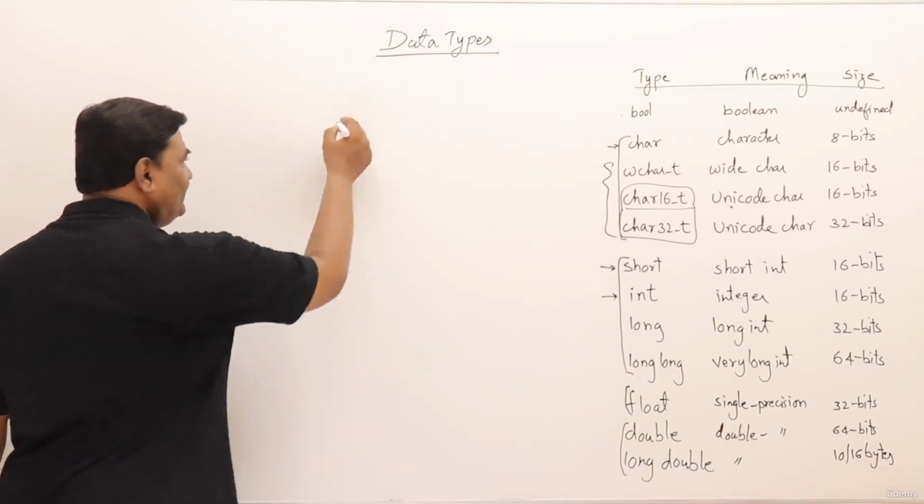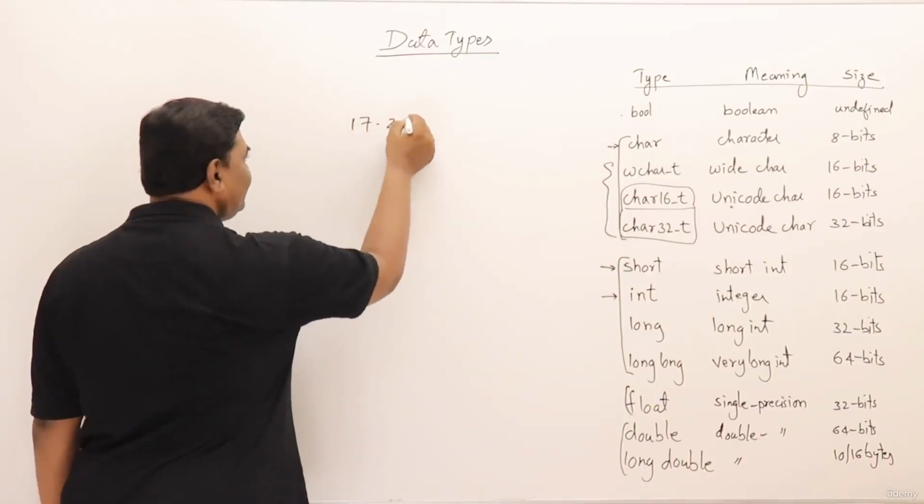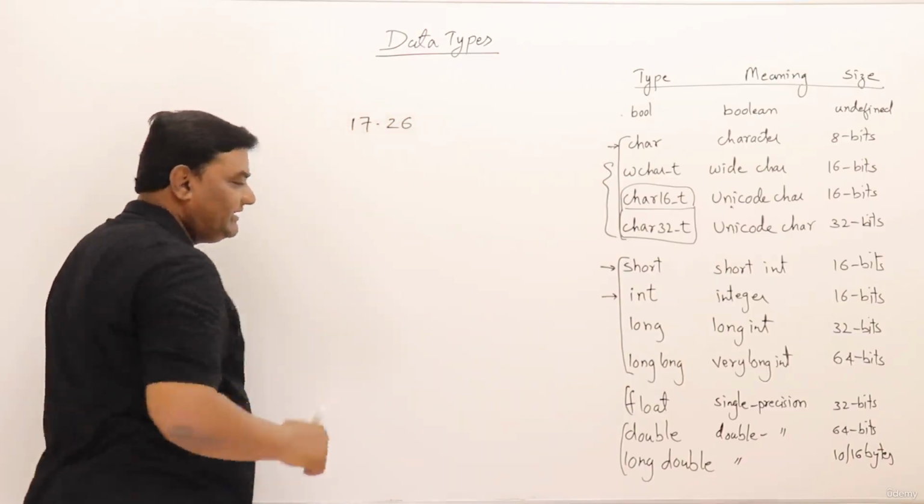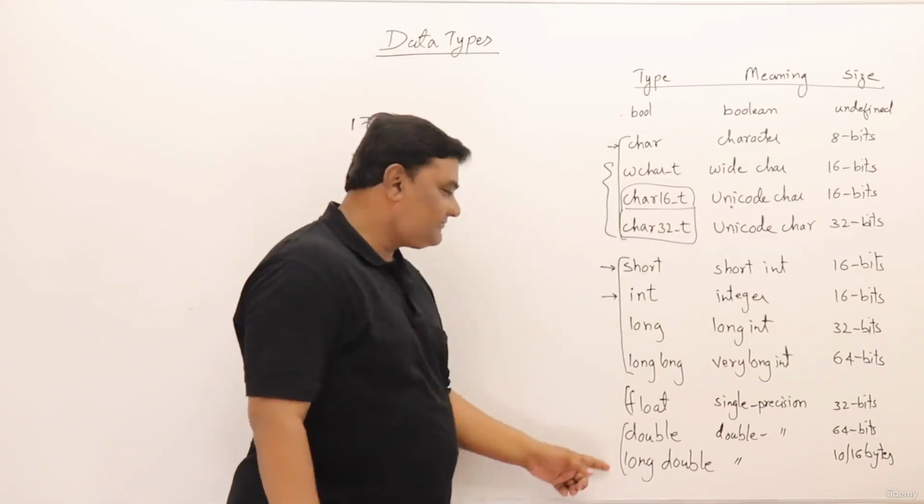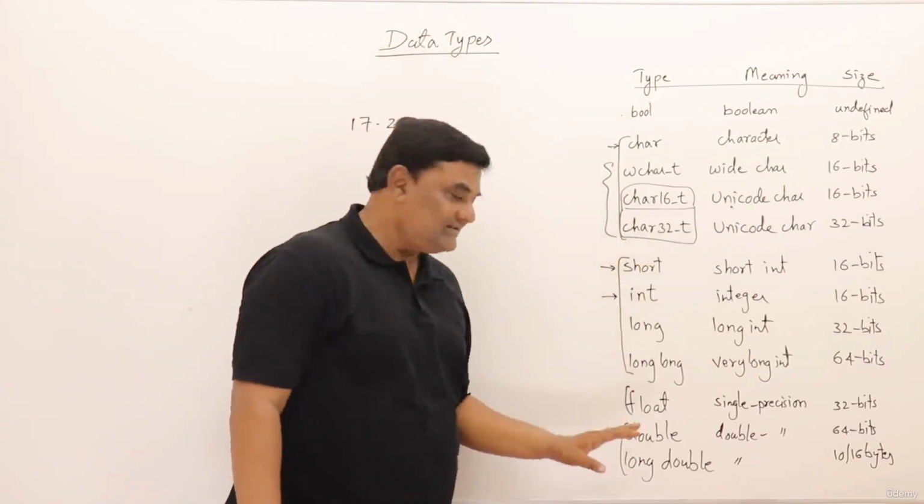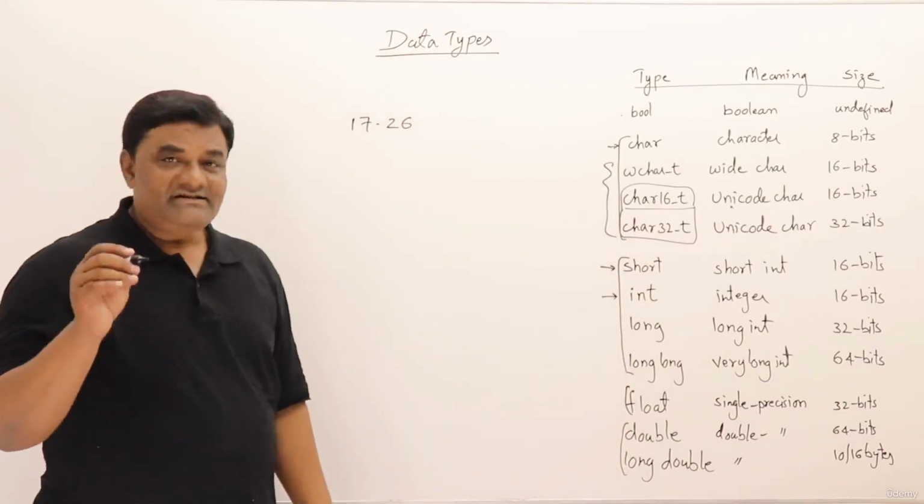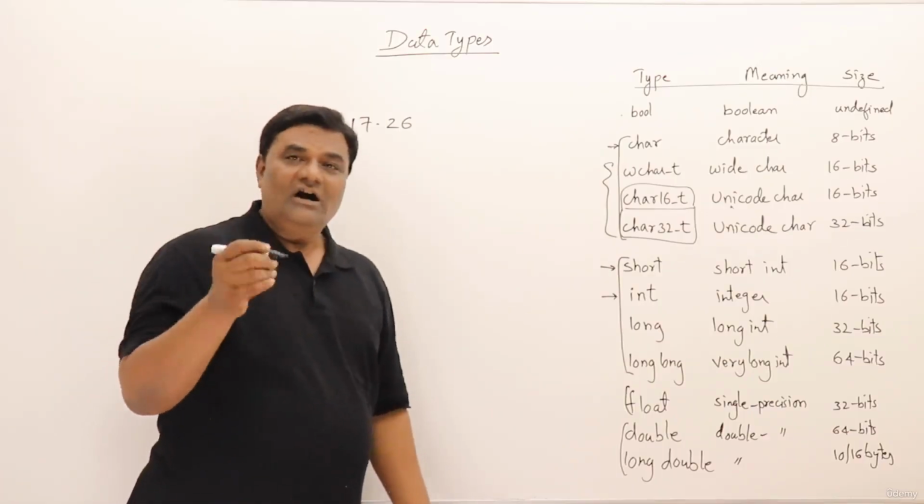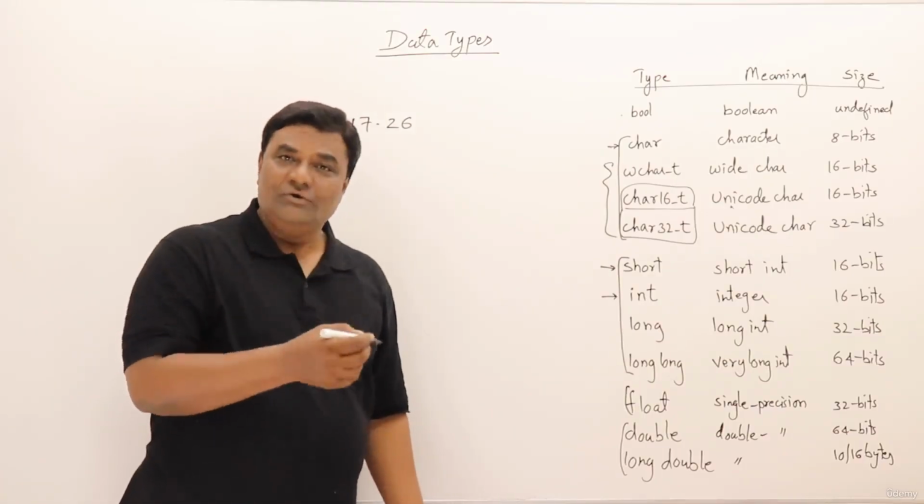See, if I have any value like 17.26, then this decimal point is supported by these data types. It is not supported by any one of these except these three. So decimal is allowed there. So how actually is it stored? Why is it called float?